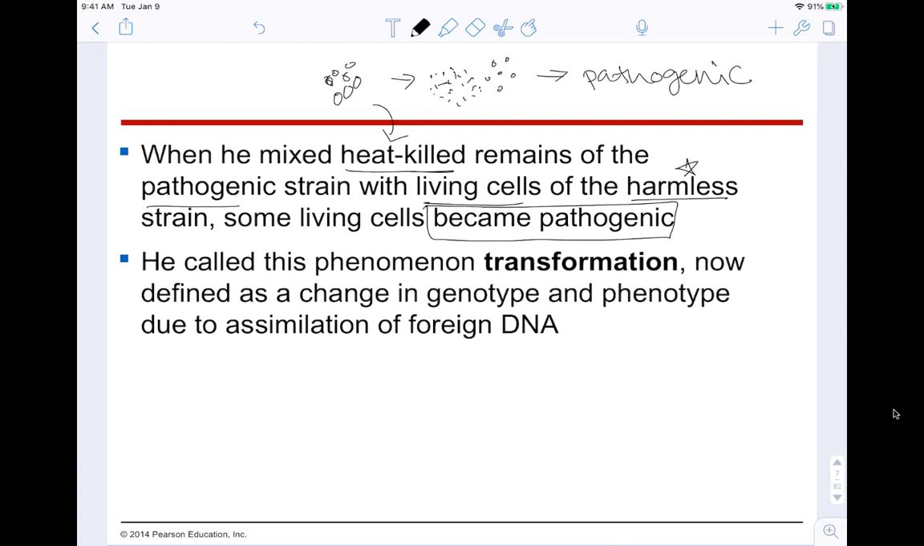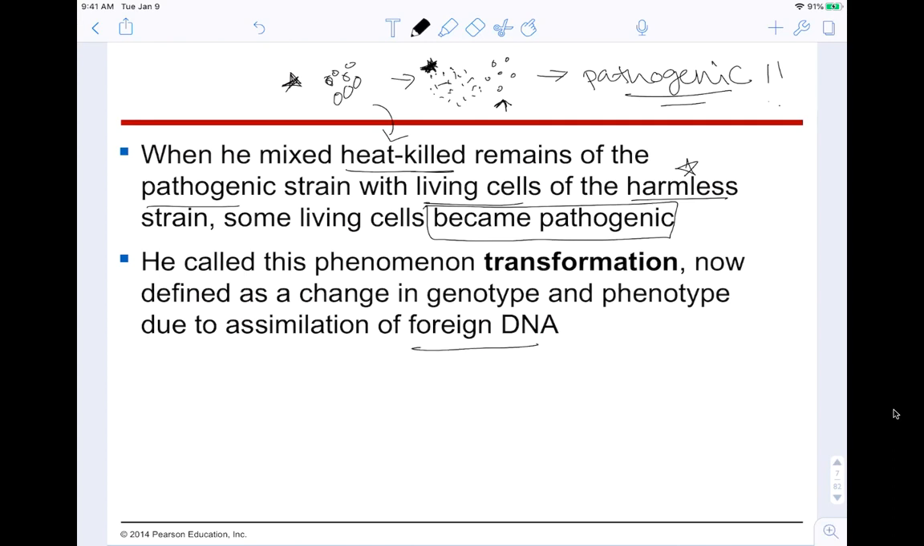So when you kill the dangerous ones over here and you break them open and they have all this stuff that's spewed out of these broken, dead, dangerous cells, you mix that with the harmless living cells. Now the living cells that were previously harmless are now pathogenic and they're causing disease. Okay. So he called this phenomenon transformation. So now it's defined as a change in genotype and phenotype due to assimilation of foreign DNA.